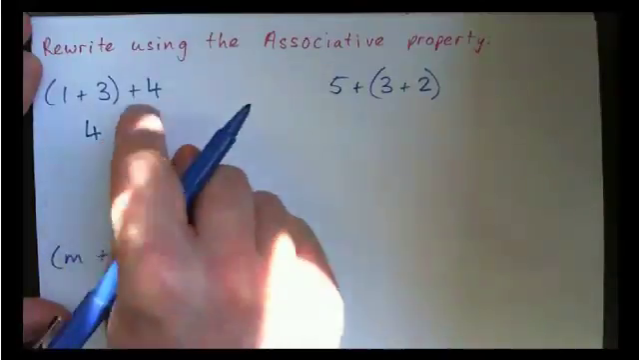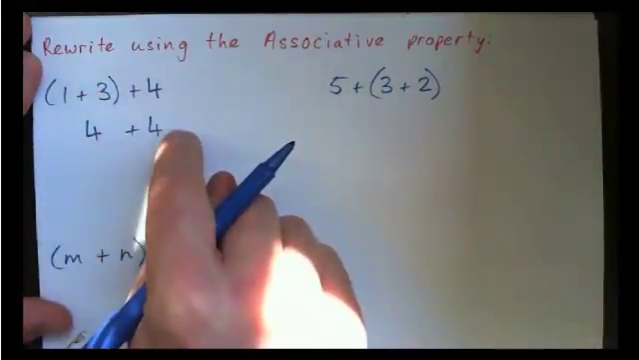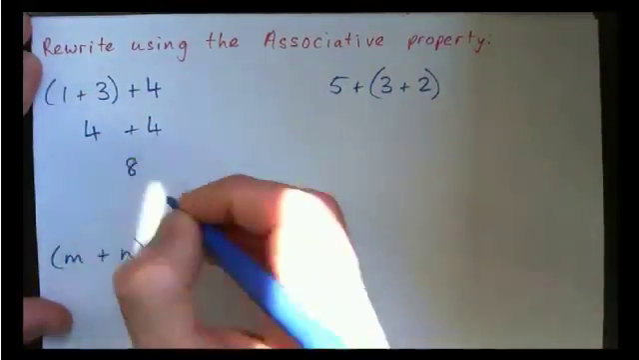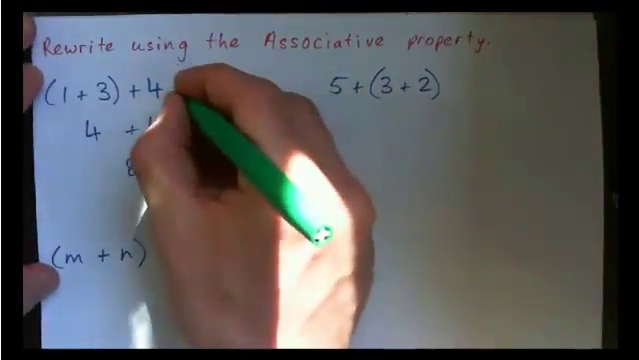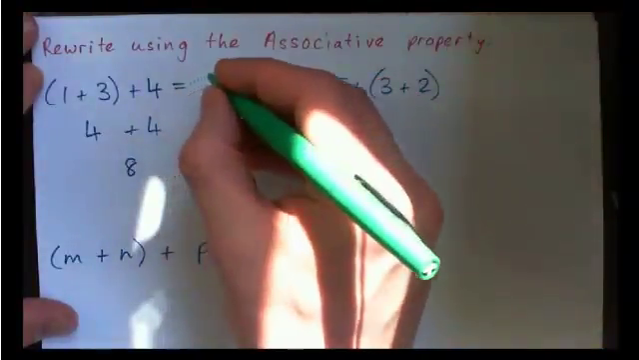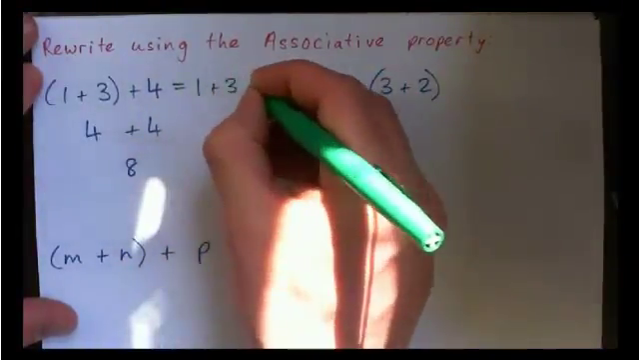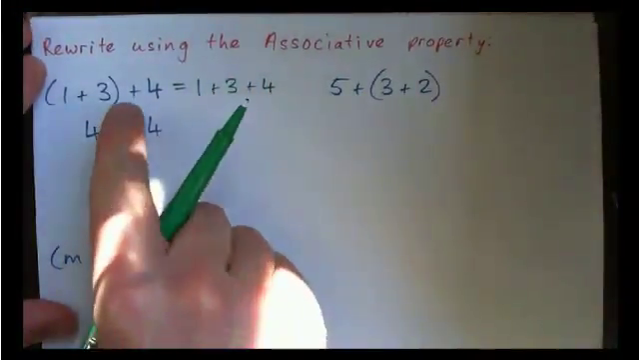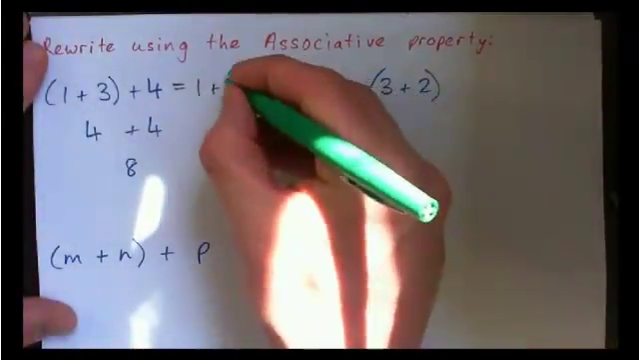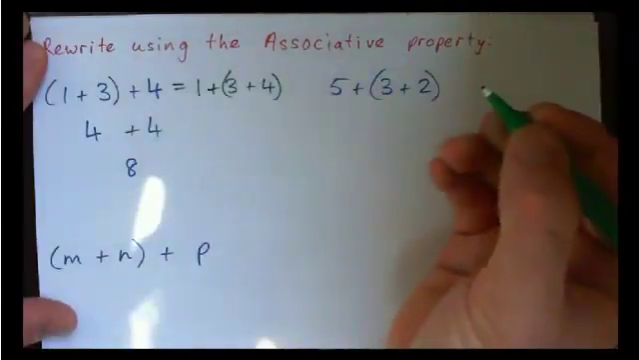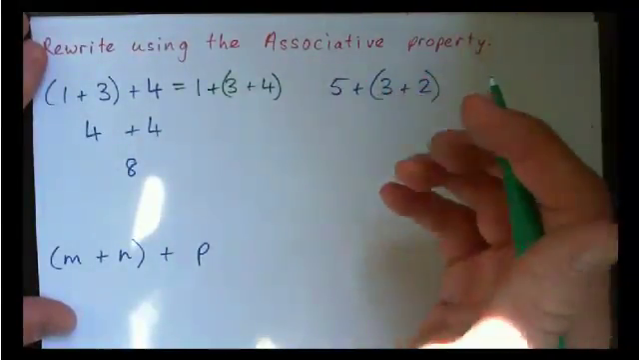plus 4, and then you would add this 4 on. So this gives 4 and then 4, and that makes 8, right? But what you're asked to do is rewrite this a different way and check it. This would be 1 plus 3 plus 4, and instead of putting the parentheses around the 1 and 3, we're going to put parentheses around 3 plus 4 and then see if we get the same thing. That's all the associative property is.